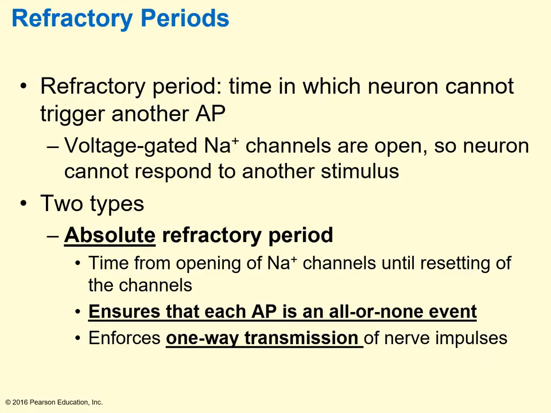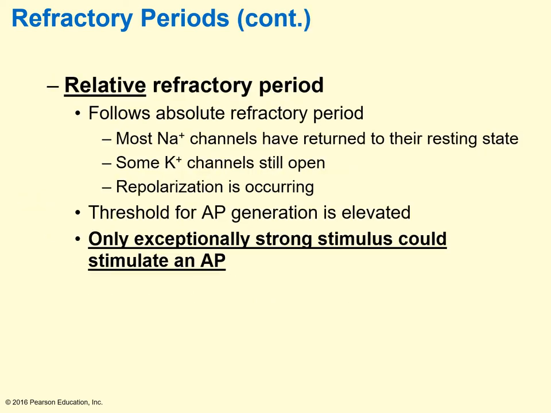The refractory period is that time period where you've generated an action potential, and until you restore things back to that resting state, the neuron's not going to respond and cannot trigger a second action potential. Why? Because the voltage sodium gates are open. There's two types of refractory periods. Absolute, that's the time from opening the sodium channels until you reset them. And so you are not going to have another impulse during this time.